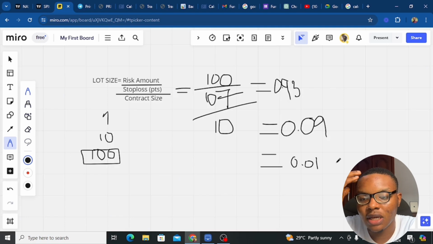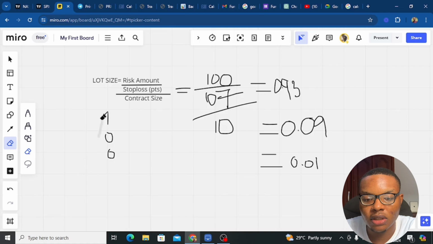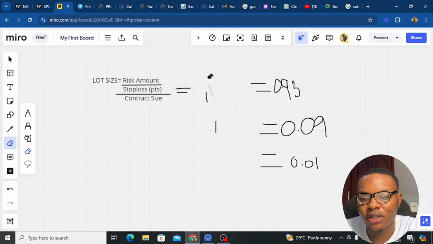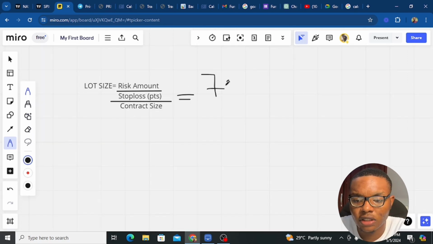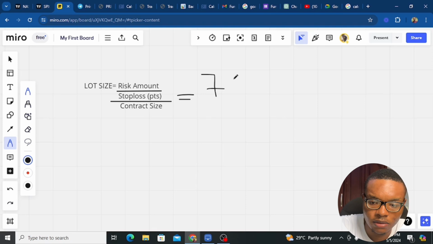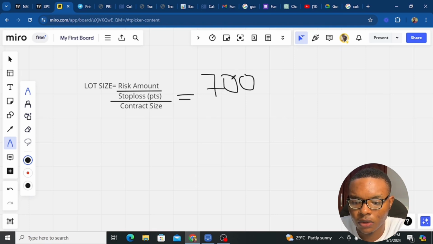Right, so let's create a different scenario and get another example done. It's quite simple. I don't want this video to be long for no reason. I'm not going back to TradingView. Let's just do everything here. We have $700 of risk to put on. Your stop loss happens to be 20 points, and you're trading with a broker that has 10 contract size.